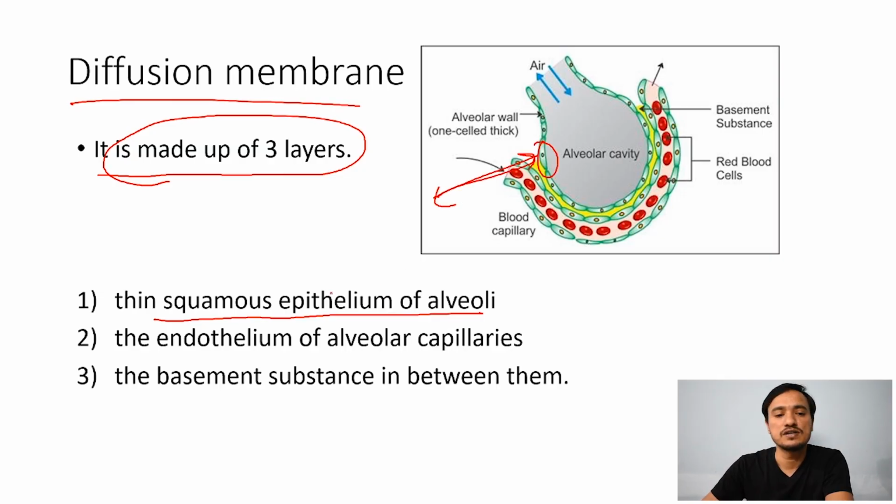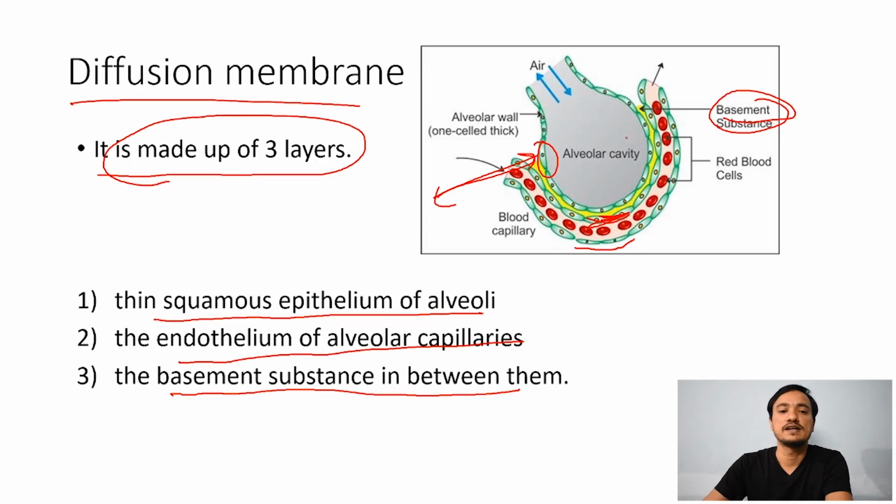What is squamous epithelium will be covered in another chapter. We are not going into detail. Just remember the thin squamous epithelium of the alveoli, and then the endothelium of the alveolar capillary. Capillaries are lined by endothelium. This is the endothelium of the alveolar capillary, and then basement substance in between. You see, there are 3 layers: the thin squamous epithelium of the alveoli, then basement substance in between them, and then the endothelium of alveolar capillaries.